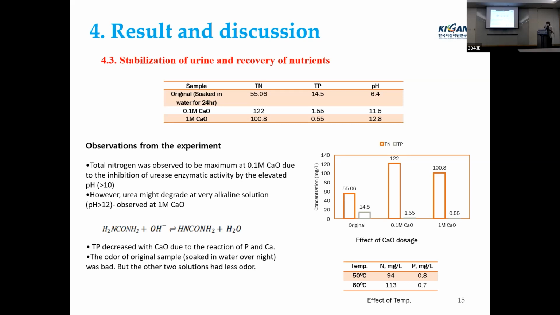However, in the phosphorus case, we know that phosphorus reacts with calcium very well, so the phosphorus decreased from 14.5 without the calcium to 0.55. So this was the result that we obtained, and we also studied the temperature, at 50 and 60. These two results were taken from previous studies, as we have to take the other temperatures also, but at 50 and 60, the recovery of the nitrogen was high.